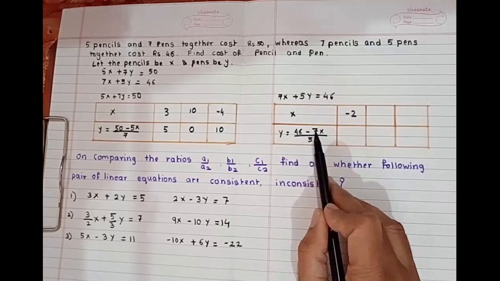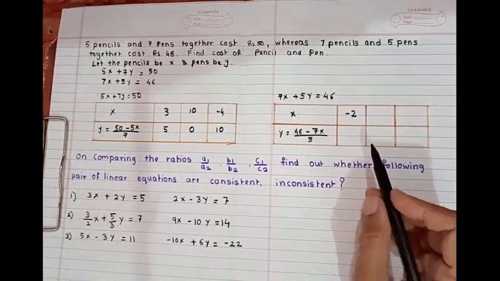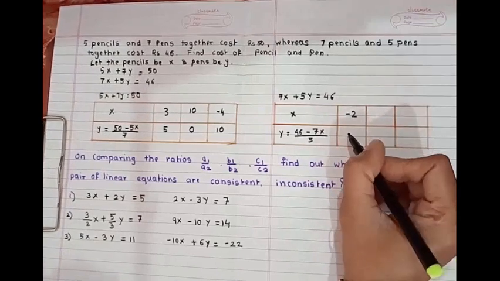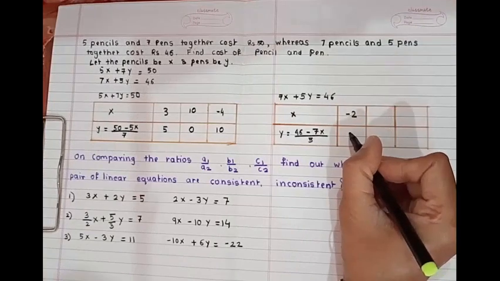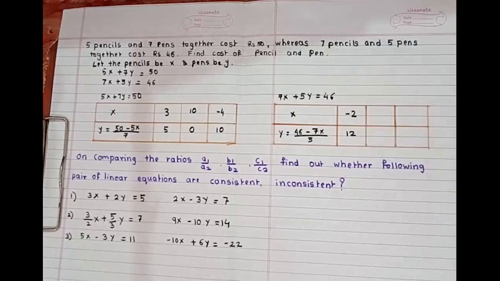So plus 14, which number do you get? 60. So what you get here? 46 plus 14, that is 60. 60 divided by 5, you get 12. 12 5s are 60. So y will be 12.